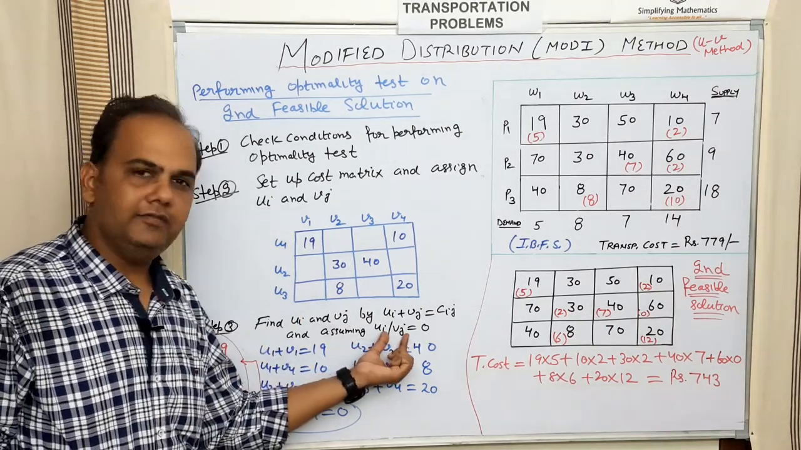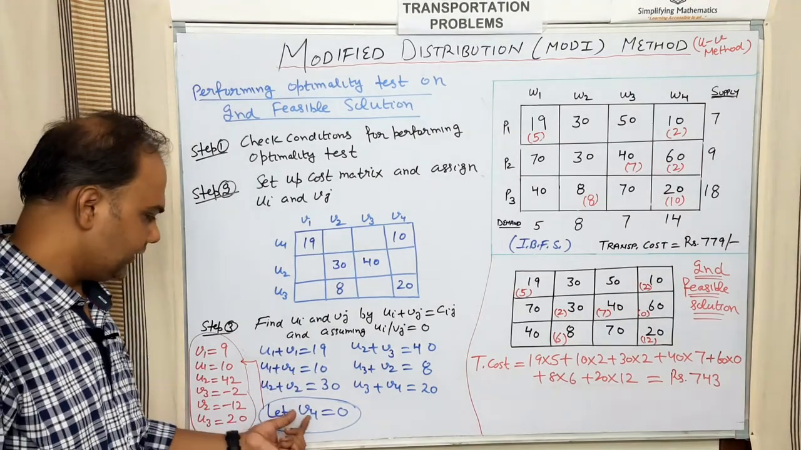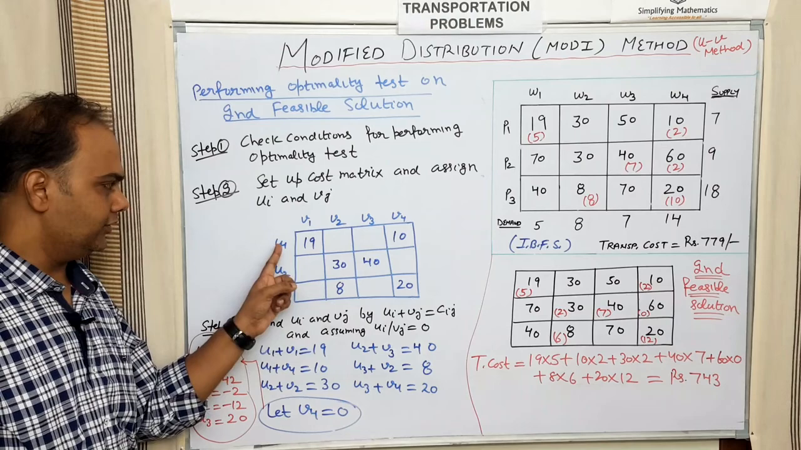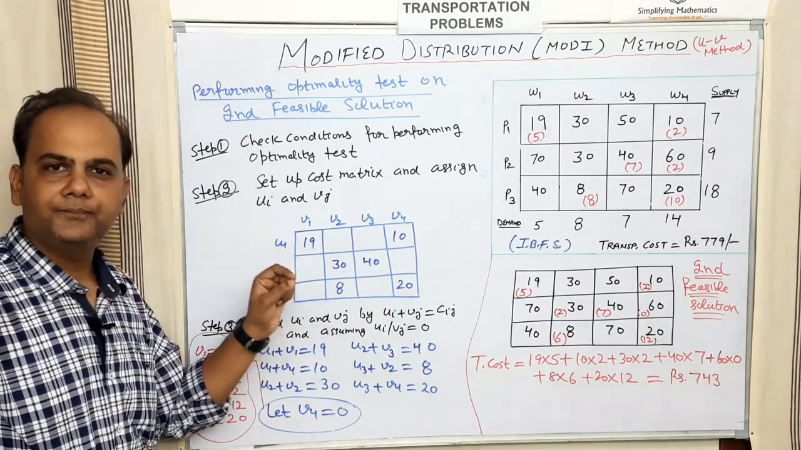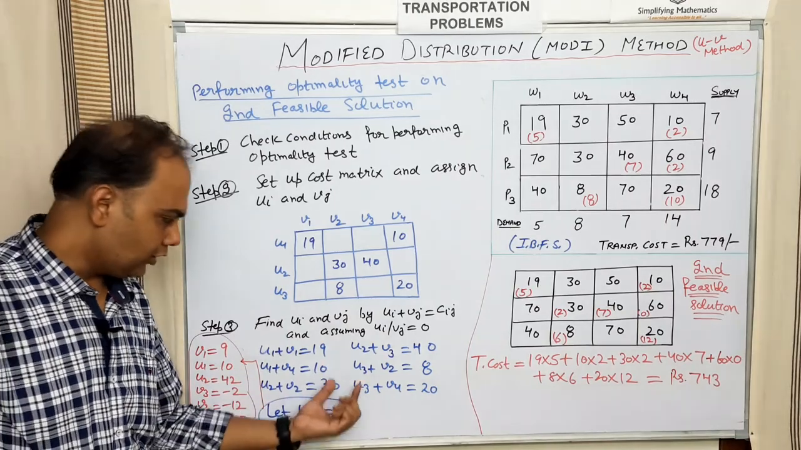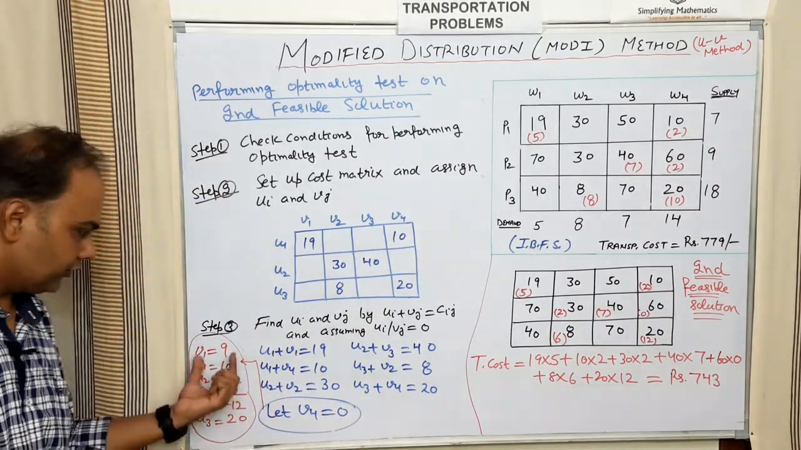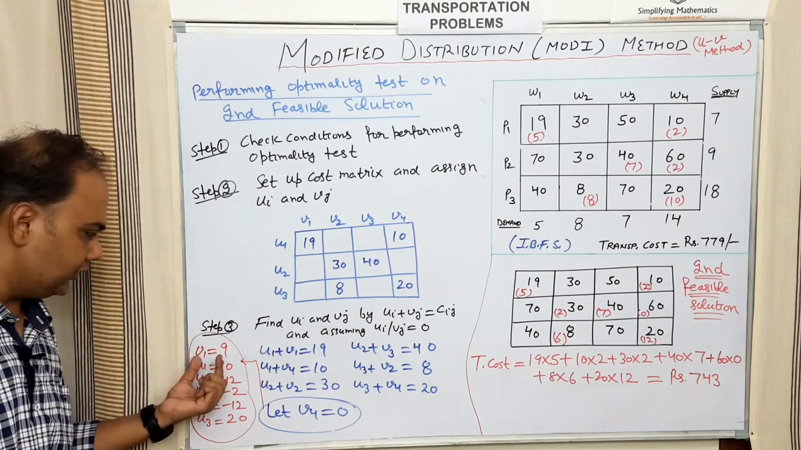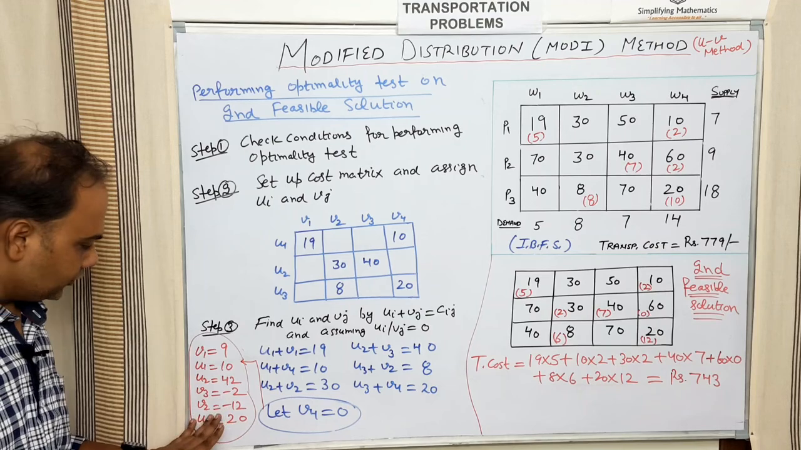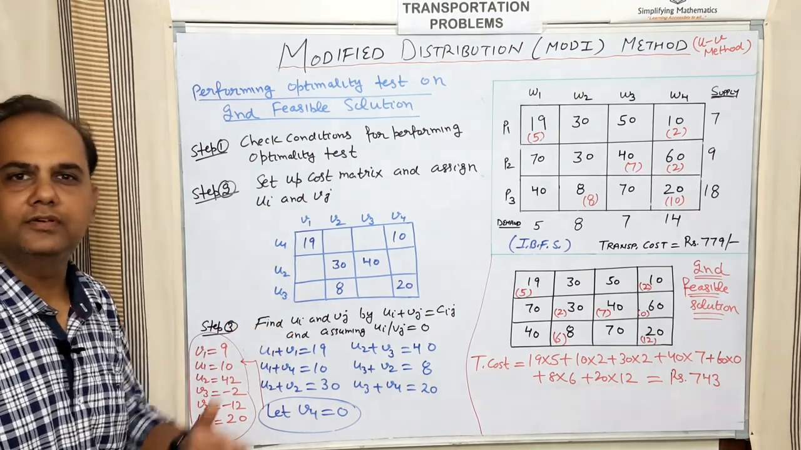Assuming any value of ui or vj as 0, we assume that v4 equals 0. Then we write these equations: u1 plus v1 equal to 19, u1 plus v4 equal to 10. After putting v4 equal to 0 in all these equations, we have found these values. These are the values of u1, u2, u3, v1, v2 and so on. Now put these values here and then move towards the next step, step 4.